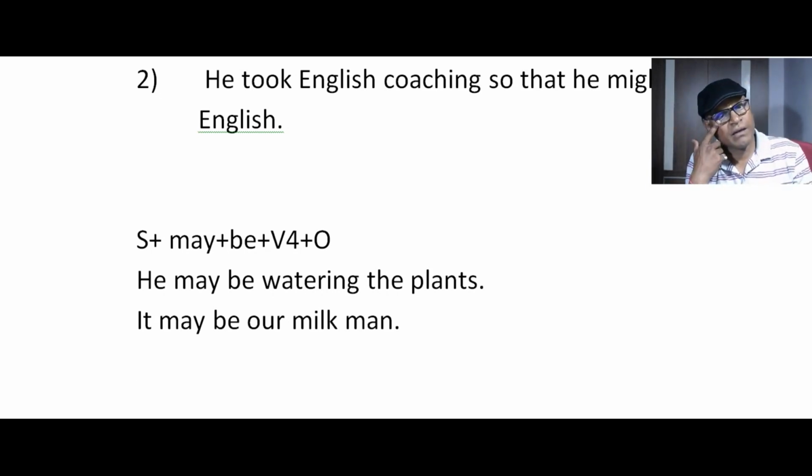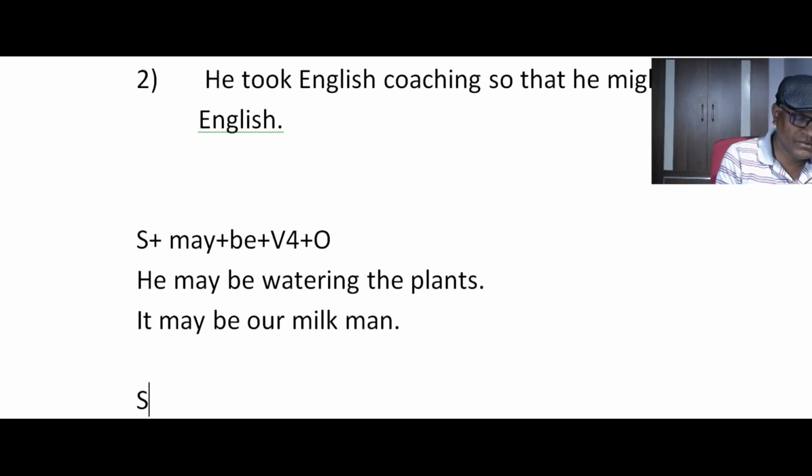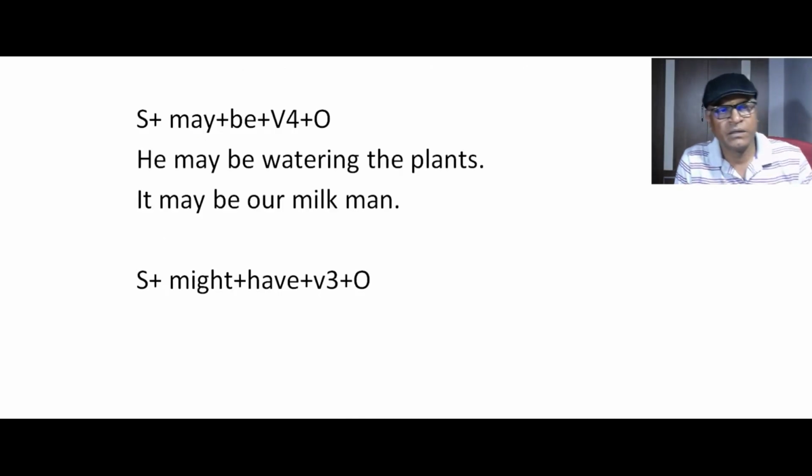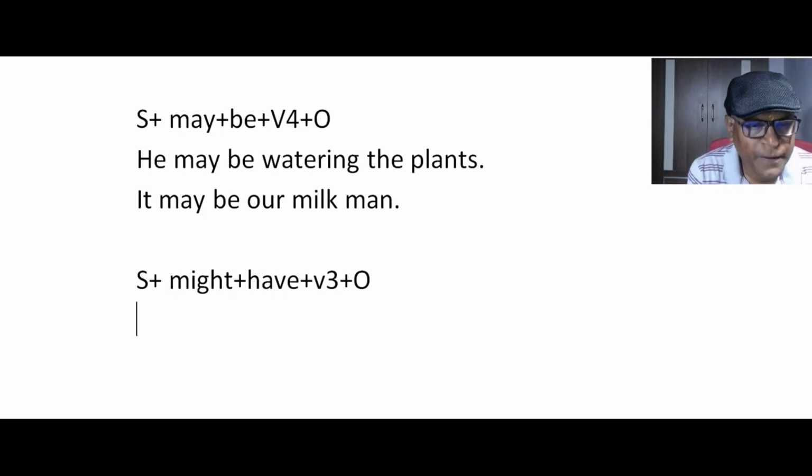And one more I want to tell you that is also very important. Might plus have plus v3 plus object. It might have, like, when we think that something has happened, we are not sure, but we expect that that thing has already happened. That time we use might.